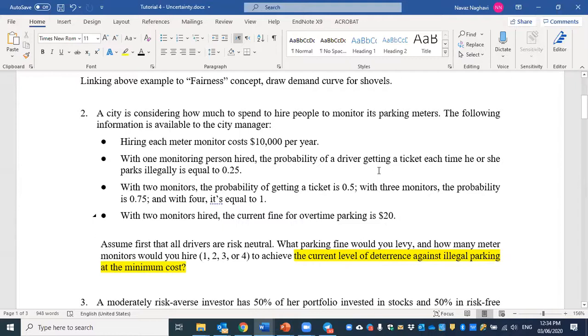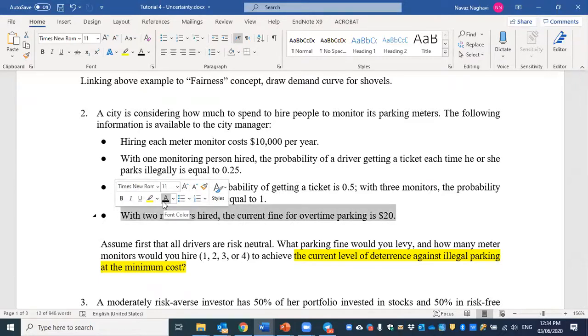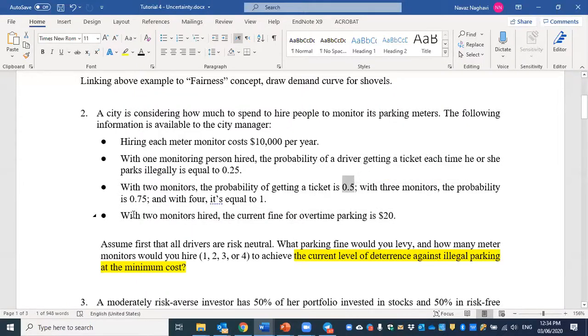Expected fine, right? We know that we have two monitors, and the probability of these two monitors catching the illegal parking, the illegal people, is 0.5. And the amount of the fine is 20. But is this 20 certain? Definitely it's not certain, because these two monitors are not catching everybody. They are catching only 50% of the people. So first we calculate our expected fine, and then we make sure the expected fine is the same over the other situations, with 1, 2, 3, 4 monitors. Then we calculate which one gives us the minimum cost.